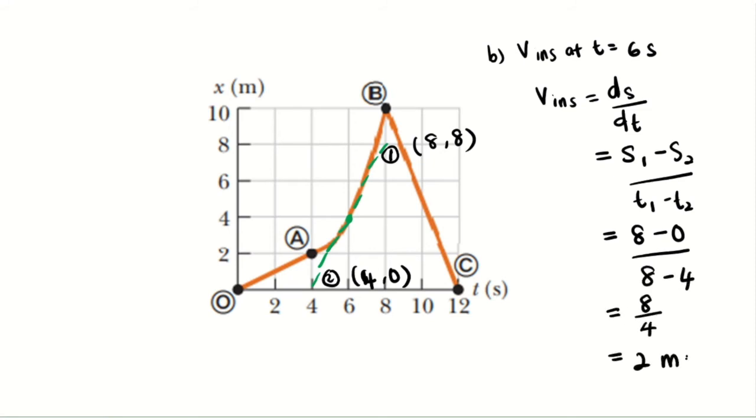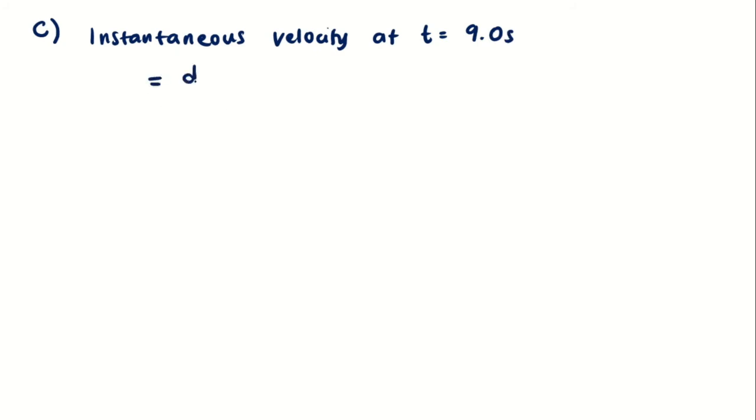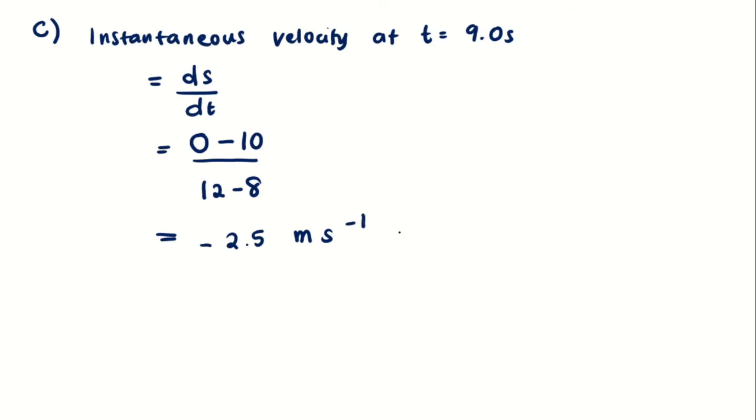So for this one, we get 2 meter per second as the instantaneous velocity at t equal to 6 seconds. Next, we apply the same method to solve the instantaneous velocity at t equal to 9 seconds. So for t equal to 9 seconds, we get the answer to be negative 2.5 meter per second.